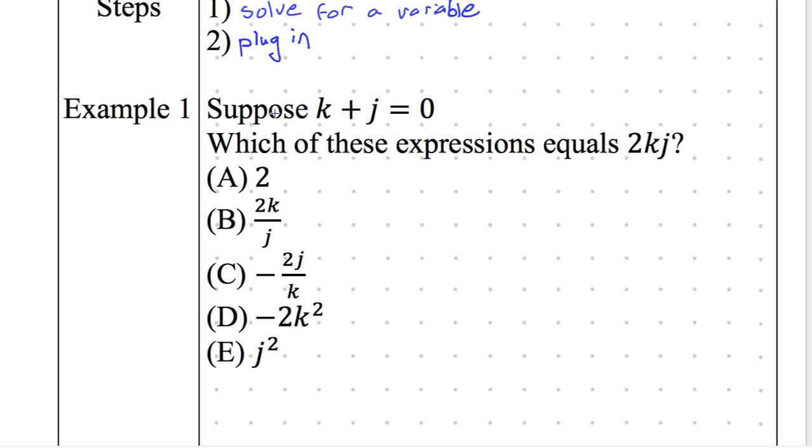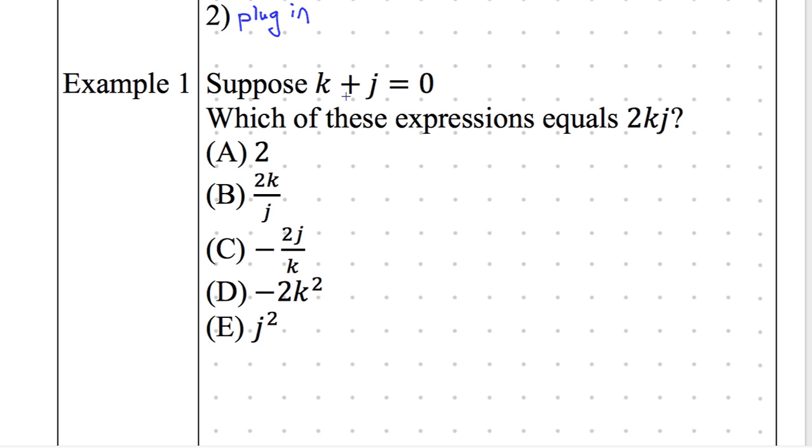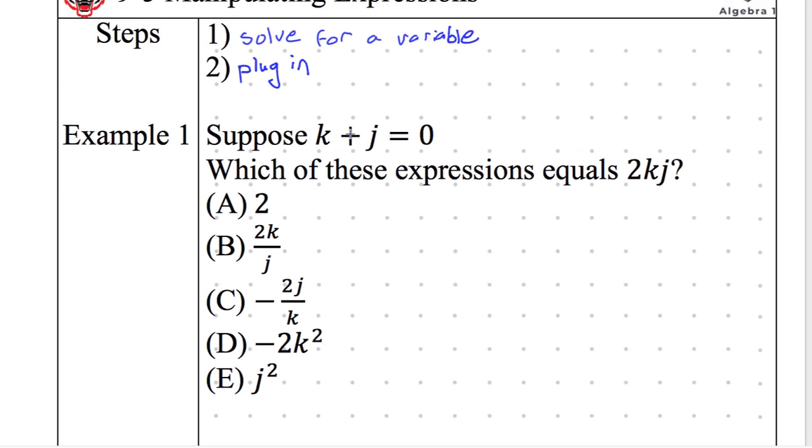So let's look at example 1. Here we're starting. Suppose k plus j equals 0. I'm just going to randomly say I'm going to solve for k. So if I rewrite this, k plus j is equal to 0. I'm going to subtract j from both sides. When I do that, these j's cancel out, and I'm left with k is equal to negative j. I have just done step 1. I have solved for the variable k.